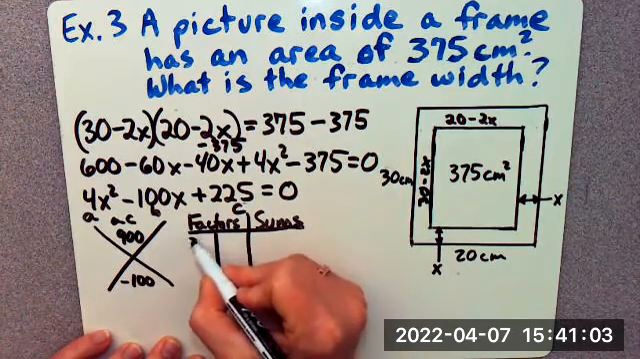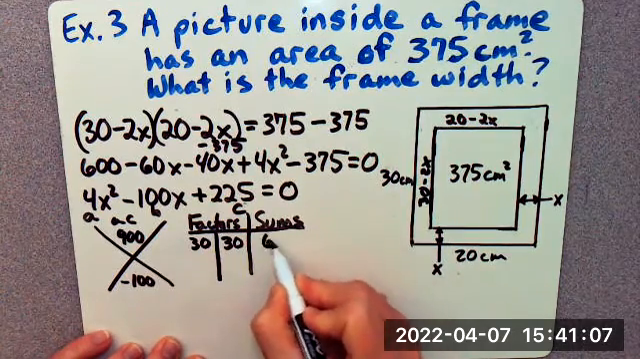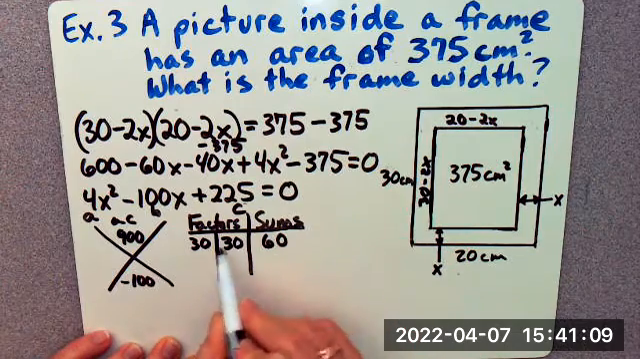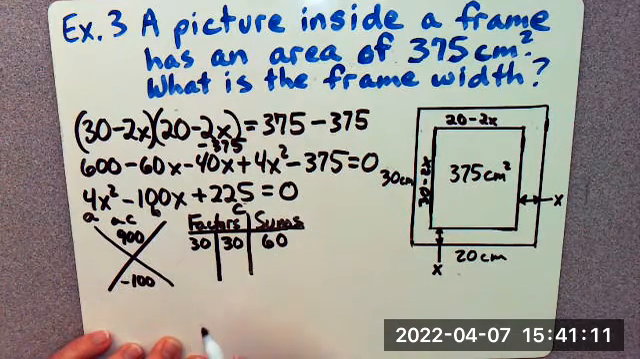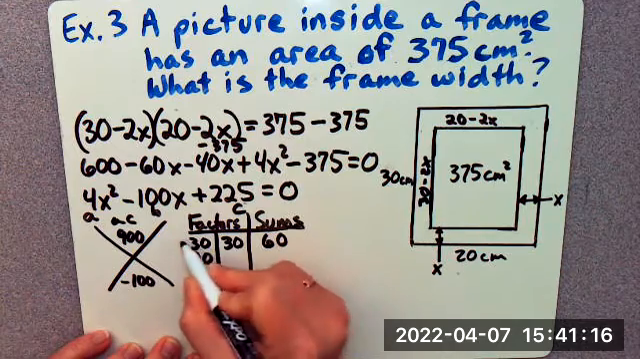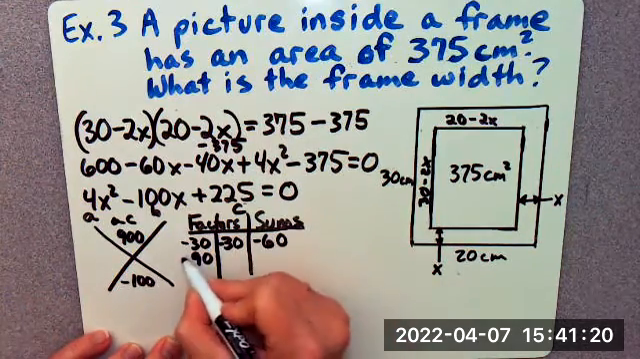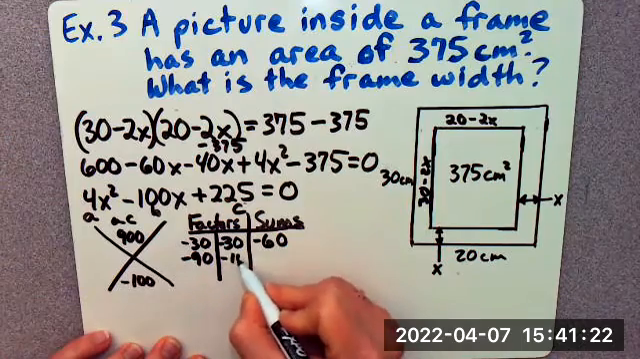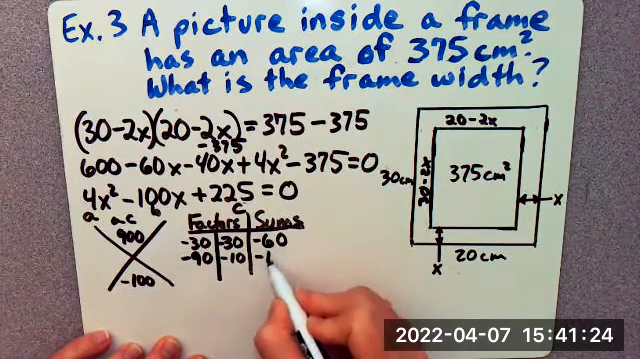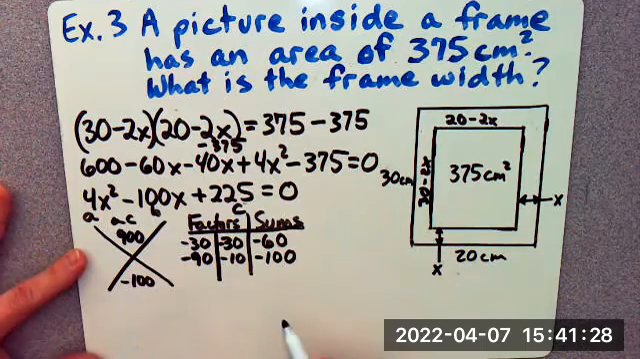So let's try 30 times 30. And that's 60 when we add them together, but that equals 900. That didn't work. So let's try 90. Oh, and these are negatives. So that's negative 60. So let's try negative 90 and negative 10. Well, that does give us negative 100. So we found it. So let's go ahead and do the box.